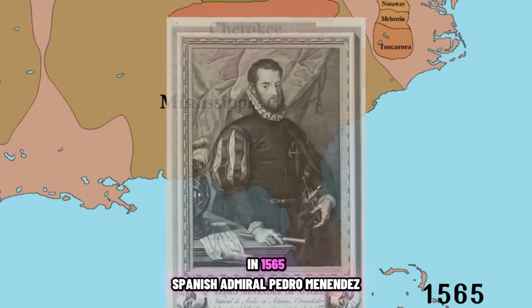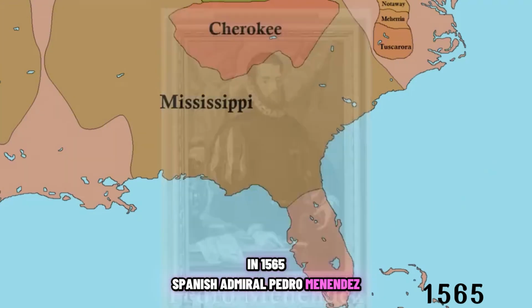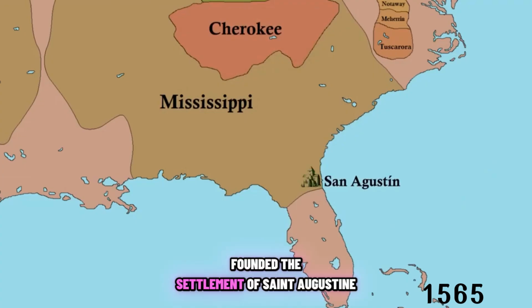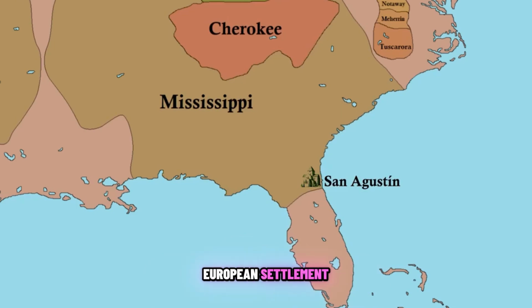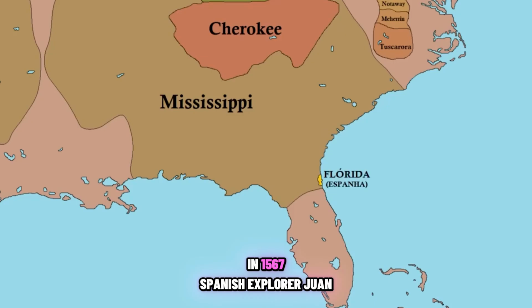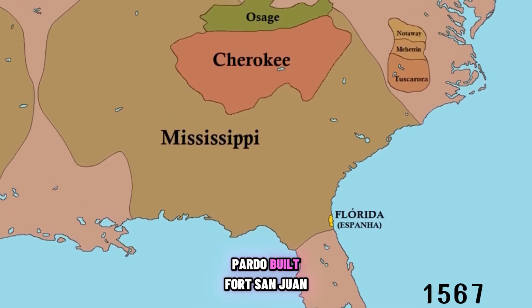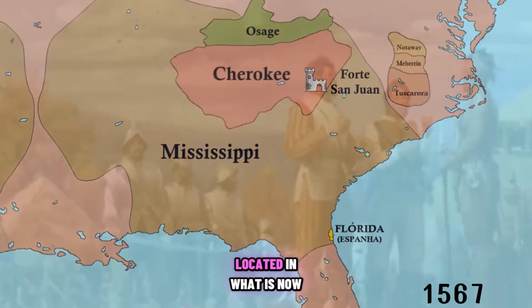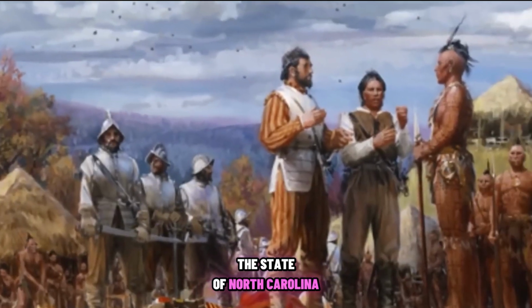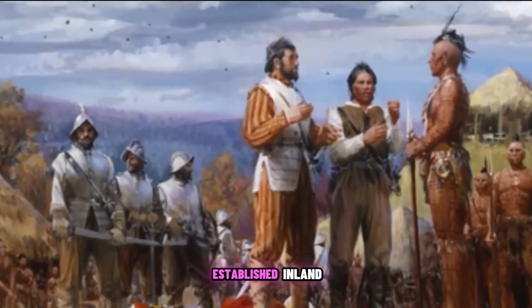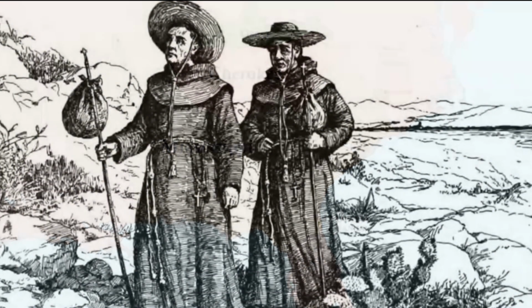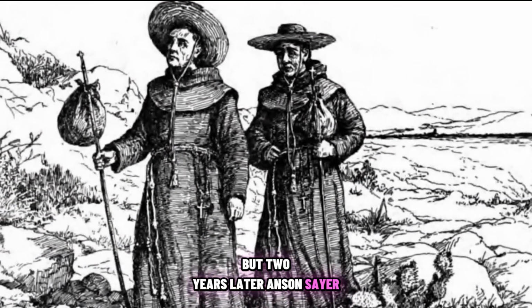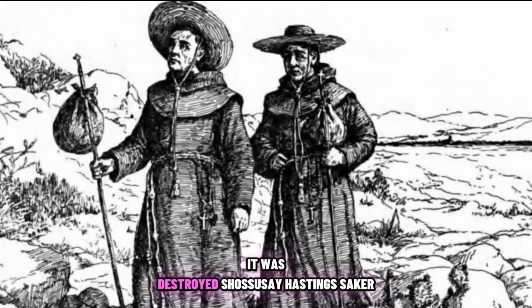In 1565, Spanish Admiral Pedro Menéndez de Avilés founded the settlement of St. Augustine. It became the oldest continuously inhabited European settlement on the territory of the continental United States. In 1567, Spanish explorer Juan Pardo built Fort San Juan in a village located in what is now the state of North Carolina. This was the first European settlement established inland within the territory of the present-day United States. But 2 years later, it was destroyed.